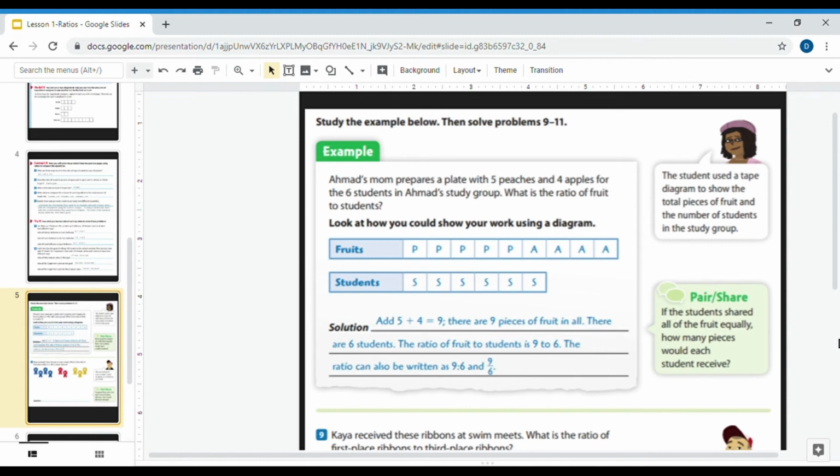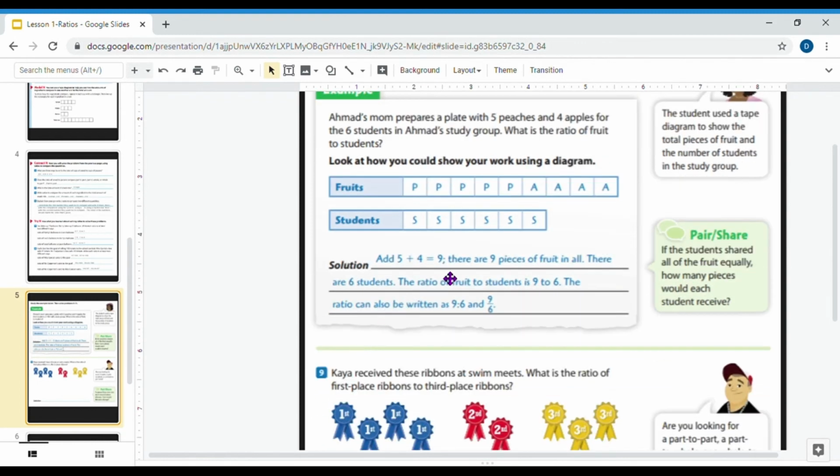So this is a way that they showed their work using a tape diagram. The amount of fruits, they just put the P's for peaches and the A's for apples, and then you can see that this would be the total, and here are the 6 students. It says the solution is add 5 plus 4 equals 9. There are 9 pieces of fruit in all. There are 6 students. The ratio of fruit to students is 9 to 6. The ratio can also be written as 9:6 and 9/6.